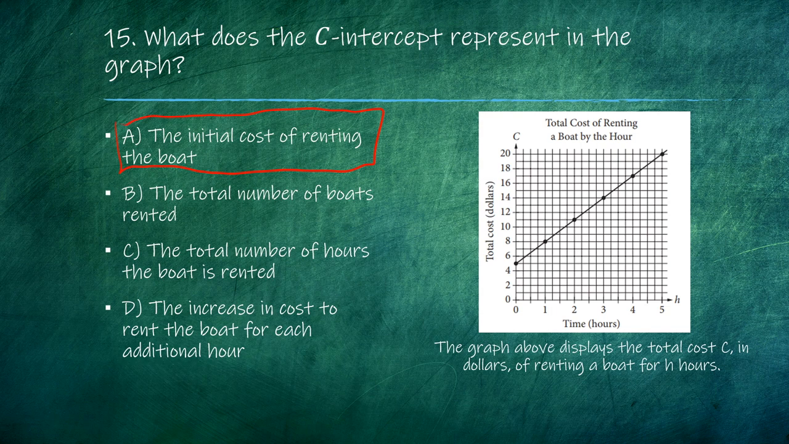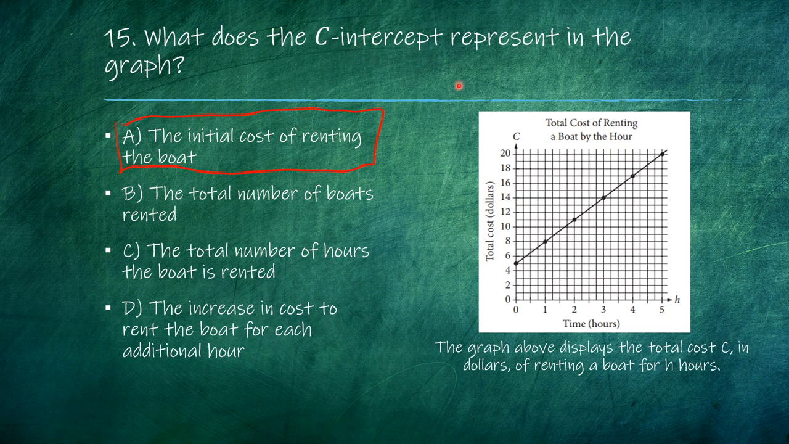So what they're really asking you is to interpret this graph and find out what this C-intercept means. So let's look at this graph. Once again, whenever you see a graph, always look at the title. This graph is telling you the total cost of renting a boat by the hour. On the x-axis, in this case the h-axis, is the time, and on the y-axis, in this case the c-axis, is the total cost. And we want to know what this C-intercept is.